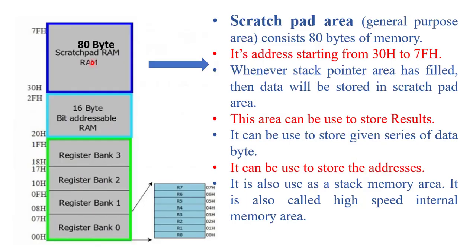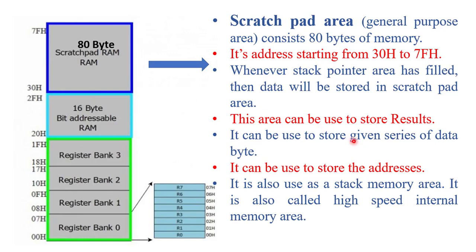Now the last area is called the scratchpad area. It is also known as the general purpose memory area. This area is 80 bytes long. Its address starts from 30H to 7FH. Whenever the stack pointer area or the register bank area has filled, then data will be stored in the scratchpad area. This area is basically used to store results.